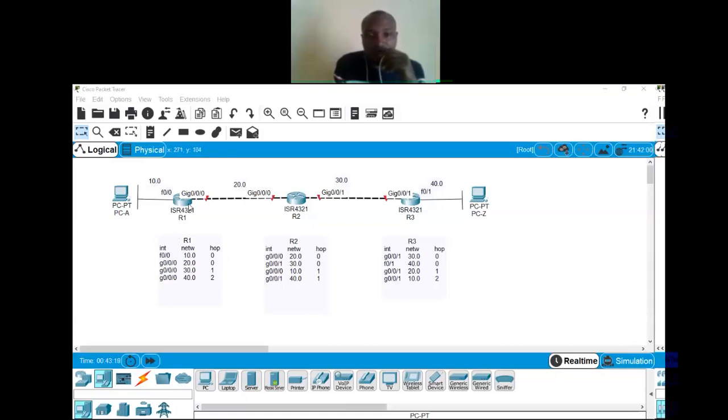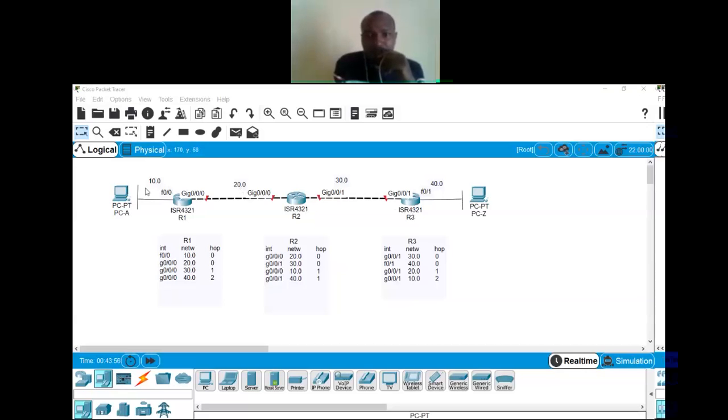So the data goes to 000, slides to R2. R2 opens the package and sees data coming from 10 going to 40. Do I know how to reach network 40? It checks, yes, under my routing table I've seen. To reach network 40, I need to forward the data to gig 001. But it's not directly connected to me. It's connected to a certain neighbor or a friend. So I'll send the data to gig 001. So it slides to R3.